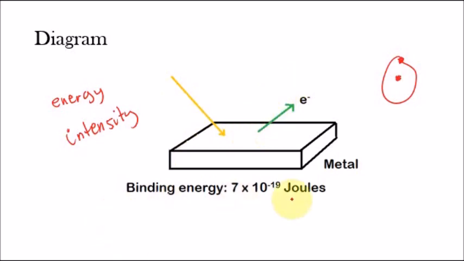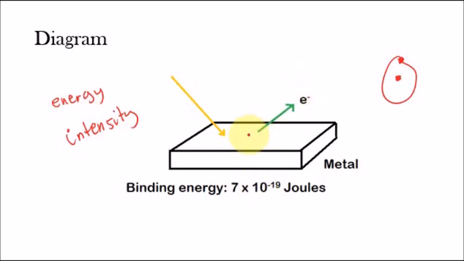The binding energy is basically the energy it takes for one electron to be released within a metal. It changes from metal to metal, and if there's excess energy, more than the binding energy, that energy will be converted into kinetic energy of the electron.